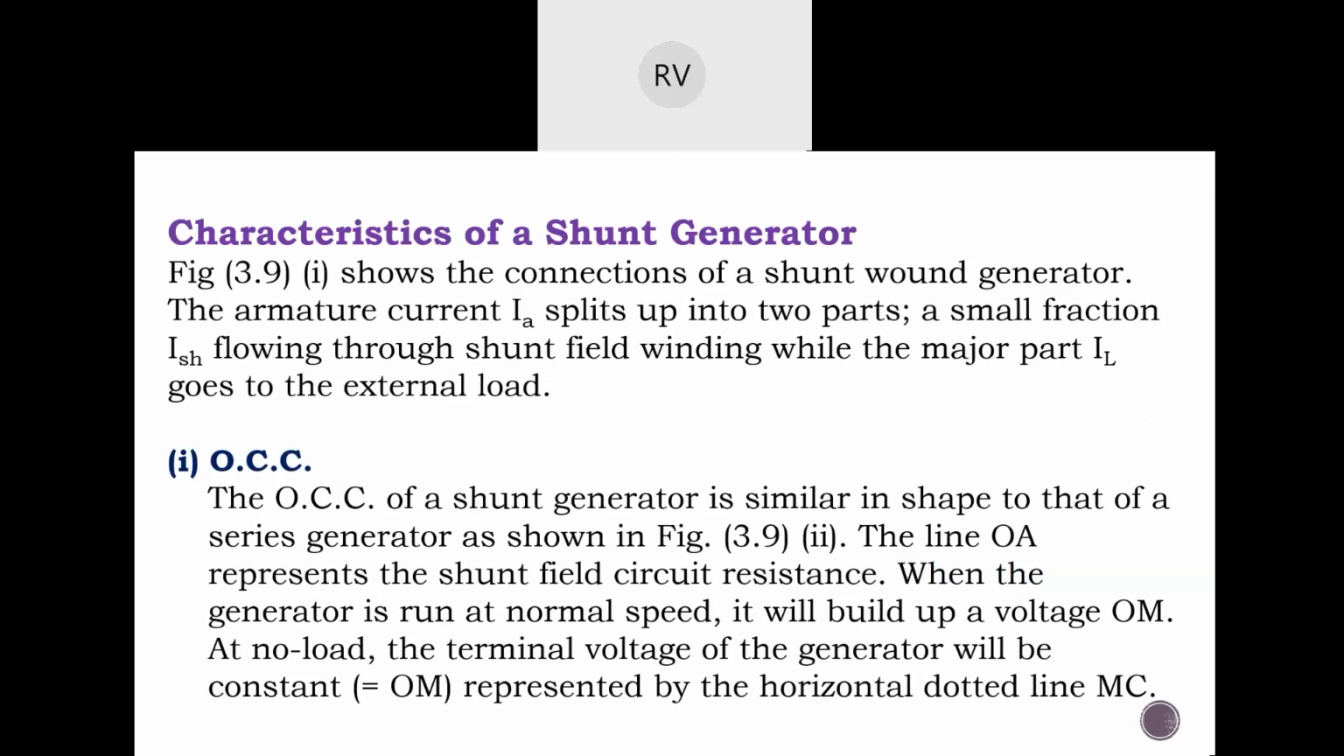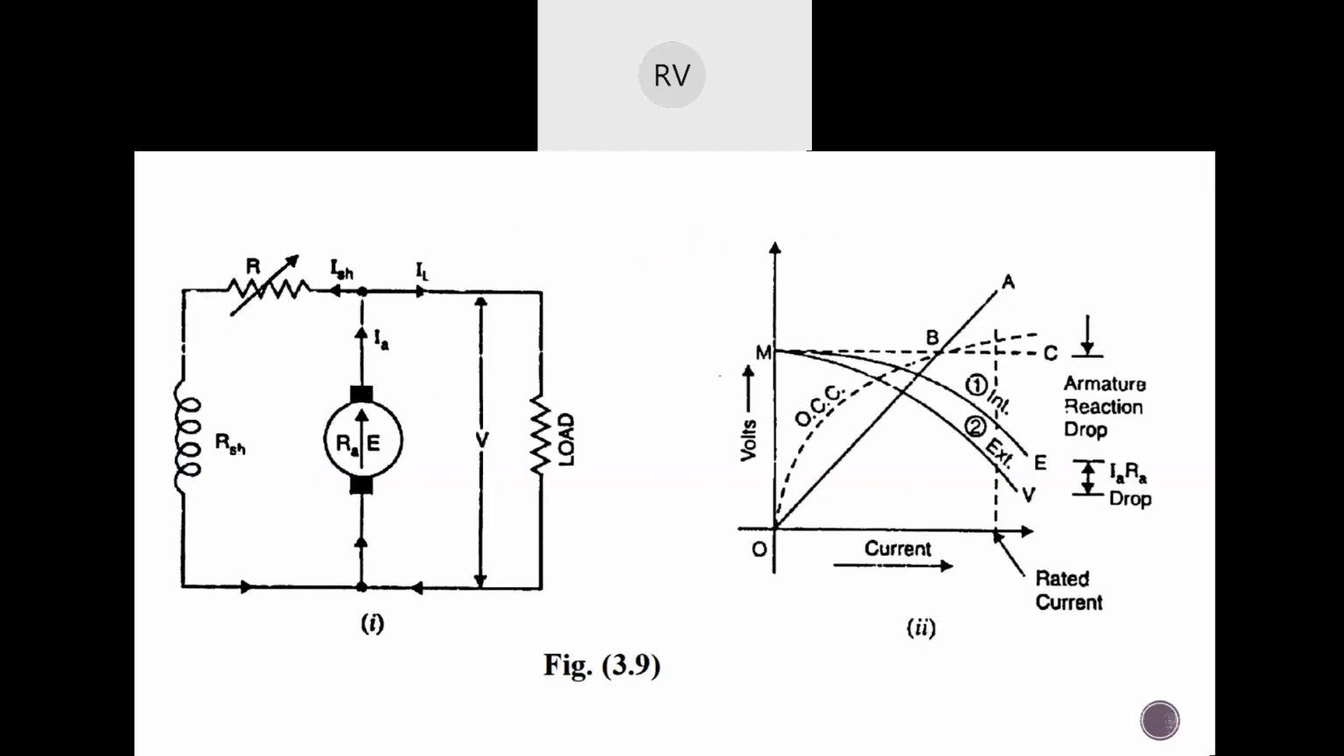The armature current IA splits up into two parts: a small fraction ISH flowing through the shunt field winding, while the major part IL goes to the external load. So it's giving us how the connections are. Here on your left-hand side, you can see the armature as well as the shunt field winding and how they are connected to each other, and we have a load.